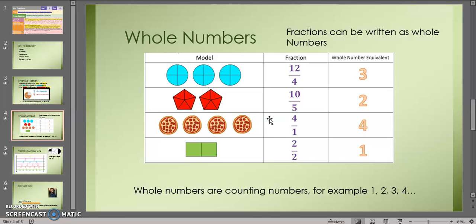We can also show students that the model has 3 complete circles shaded in. Showing students a visual like this can help them understand that 3 is the whole number equivalent of 12 over 4, or 12 out of 4.